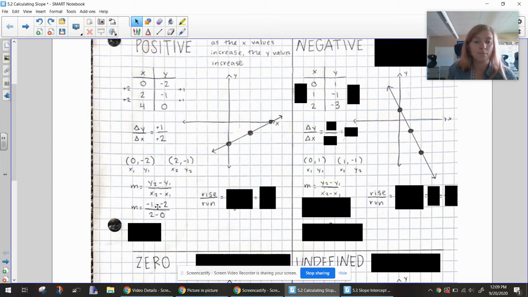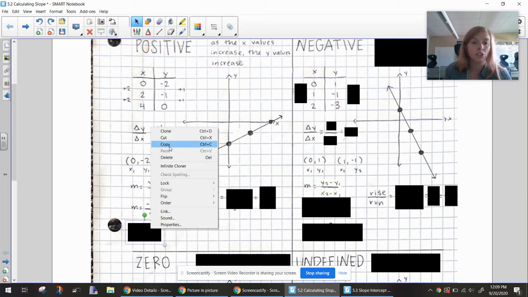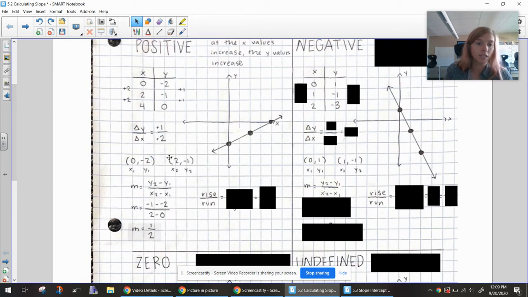So I have -1 minus -2 over 2 minus 0. One thing that can be really tricky with calculating slope is that when we subtract a negative, we have to remember it's adding a positive. So -1 plus 2 is 1, and 2 minus 0 is 2. M, or my slope, is 1/2.